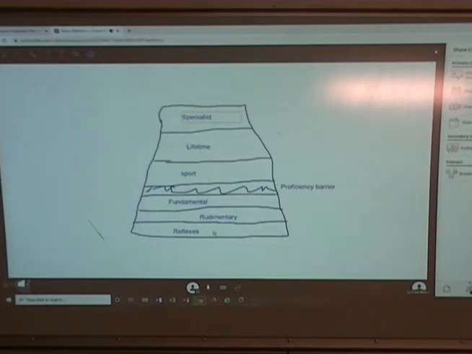So an easy example, right? I can't run if I can't walk. Walking is a rudimentary skill. Running is a fundamental motor skill, right? I can't be a sprinter if I can't run effectively, right? I can't play basketball or field hockey or soccer if I don't run very well, right? So I have to have fundamental skills that are at a competent level in order to start learning some of these more complicated skills.